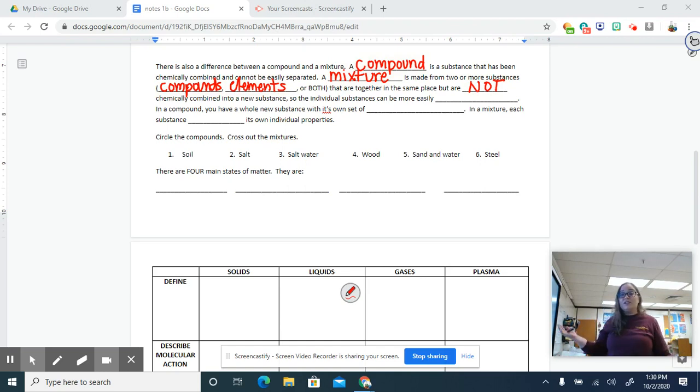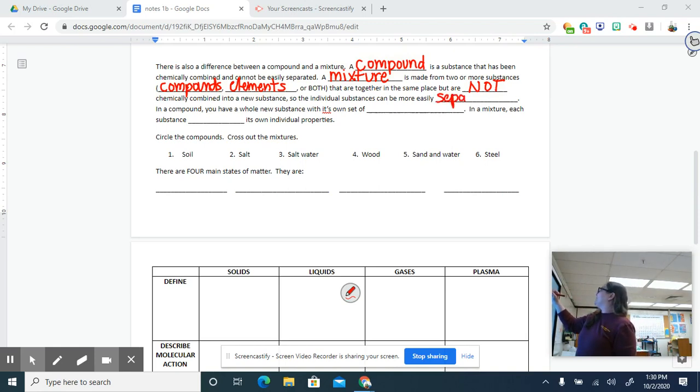But that's a mixture because those two are not chemically combined. That iron and that carbon have not bonded together. They're just laying there next to each other. And if you threw that knife in a furnace, you could melt it. You could get the iron back and you'd have the carbon separated out. So it is still a mixture. So the individual substances can be more easily separated.